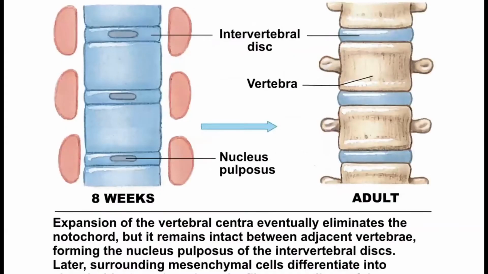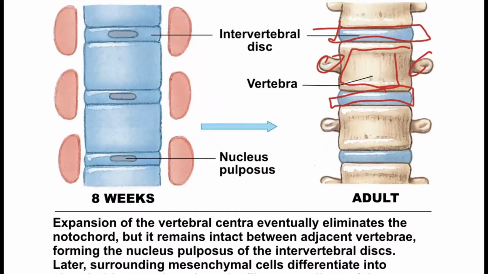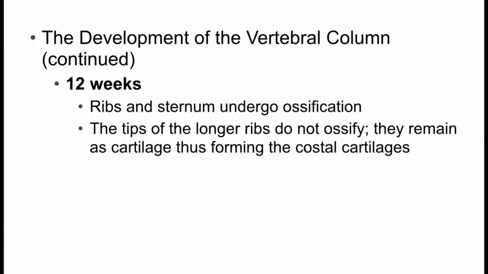Okay. And again, as you develop, at 8 weeks, as an adult, you can see your vertebrae develop with your transverse processes here. And you can see in between each one of these is your intervertebral disc. The intervertebral disc is a cartilaginous pad. Okay. At week 12, your ribs and your sternum start to ossify. They start to form bone. The tips of the longer ribs do not ossify. They remain as cartilage, form the costal cartilage all through your adult life. So the tips of the long ribs are costal cartilage, not bone.